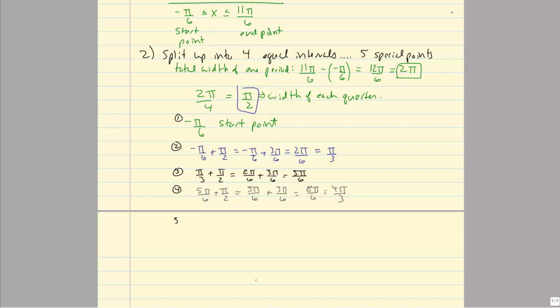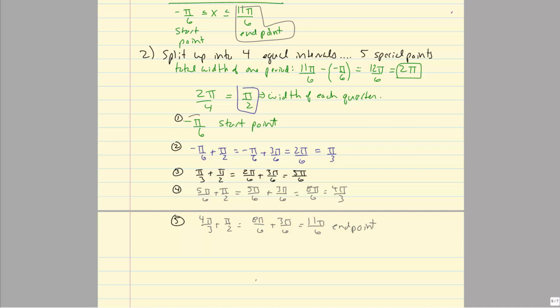Last point here, I know what my last point better be. We'll see if it turns out. It would be 4 pi over 3 plus pi over 2. Common denominator would have to be 6, so 8 pi over 6 plus 3 pi over 6 would be 11 pi over 6. And this should be my endpoint. And we can see from up here, that is my endpoint, so it turned out just right.